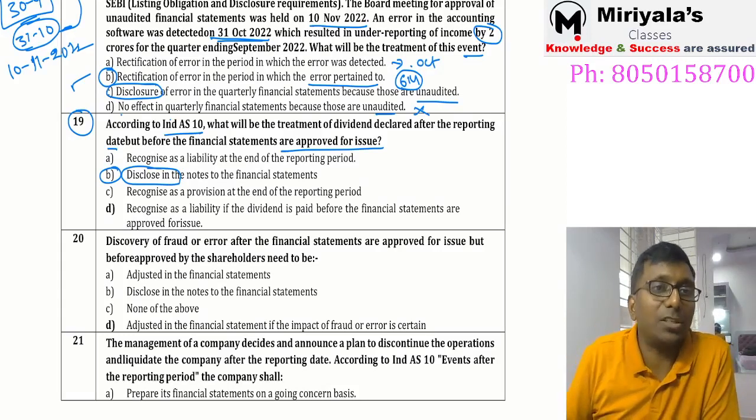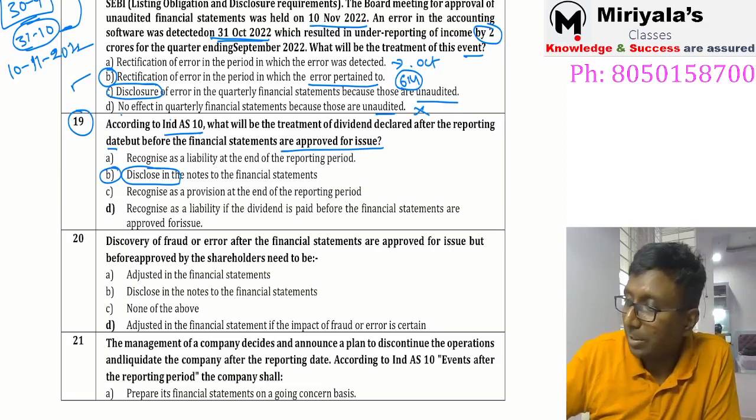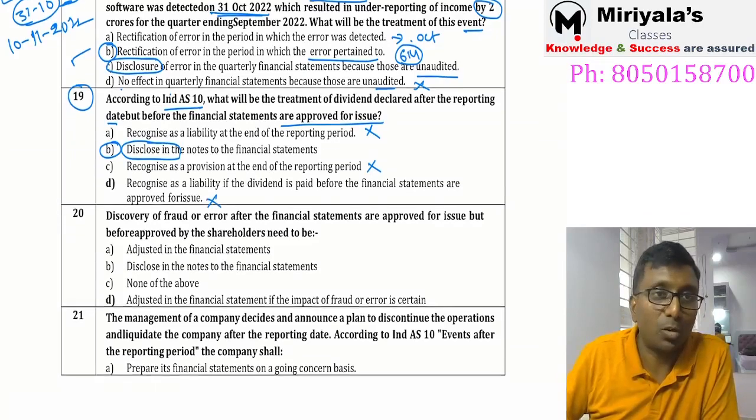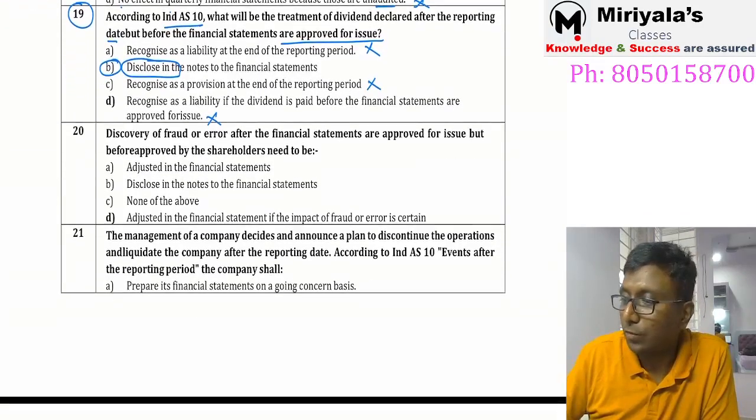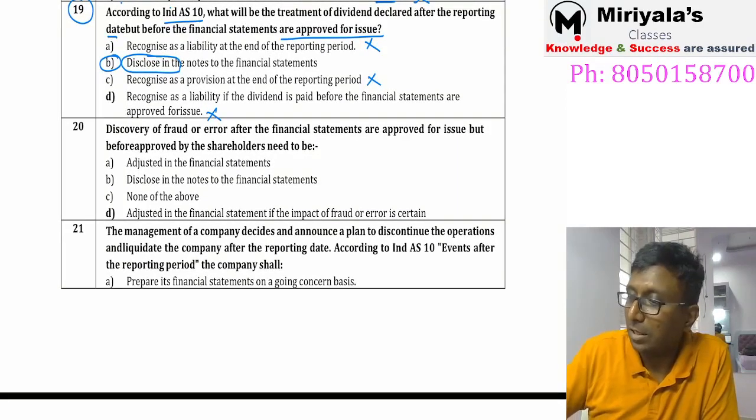Ind AS as well. Recognized as a liability in the balance sheet date, which is wrong. Recognize as a provision or liability, whatever it is. Recognize as a liability if the dividend is paid before the financial statements are approved. There is no such new concept. Okay, it is a disclosure in the notes to financial statements. That's it.